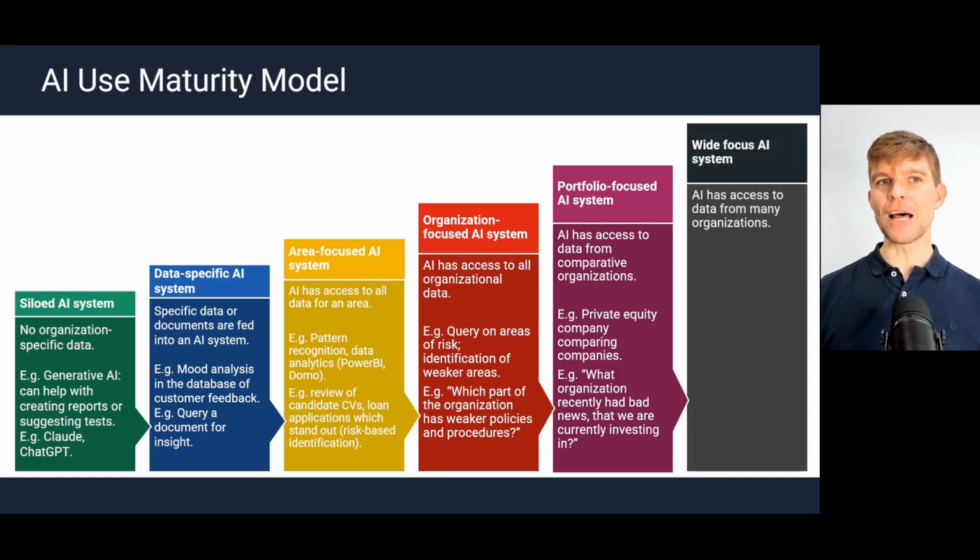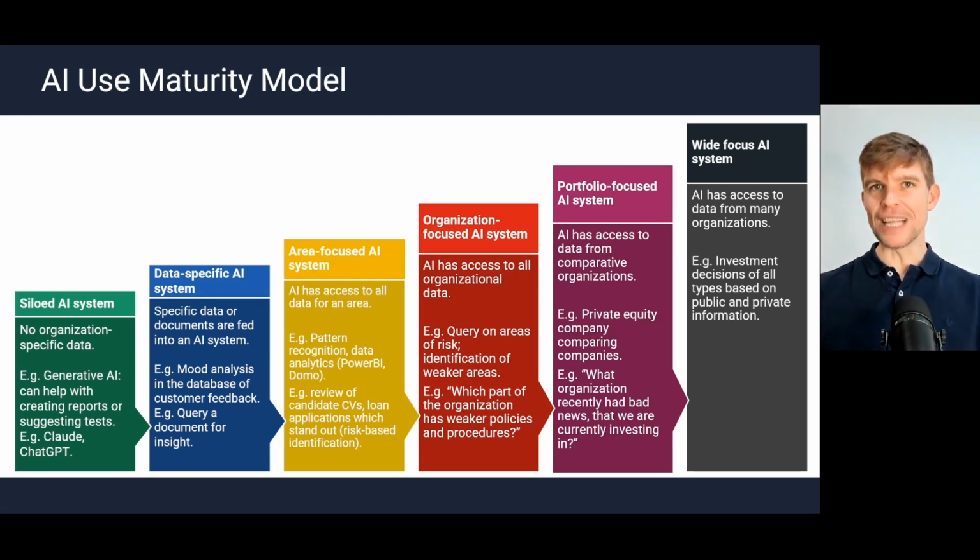And our final maturity level on this AI use maturity model is the wide focus AI system. Here, AI has access to data from many different organizations. So I'm giving the example of a financial regulator. And now a regulator has access to information from, say, banks, financial institutions, and it will get information reporting on risks and different characteristics from these institutions. And it needs to make sure that these organizations will not create a systemic risk to the entire financial marketplace.